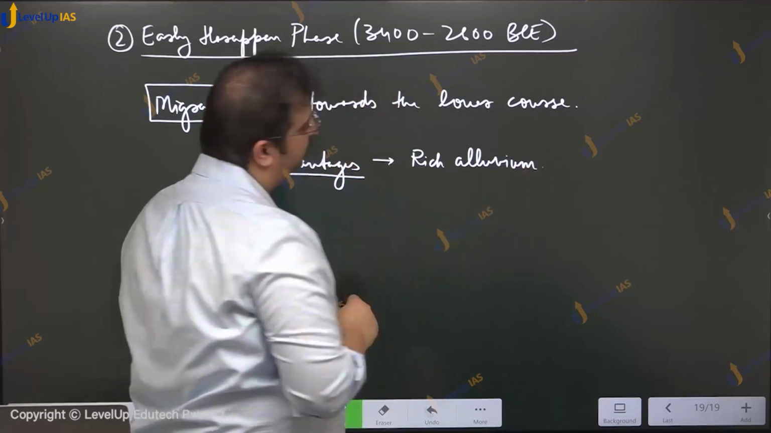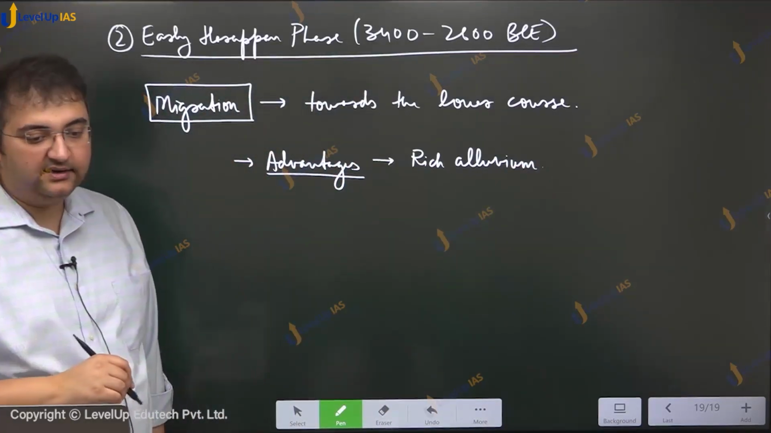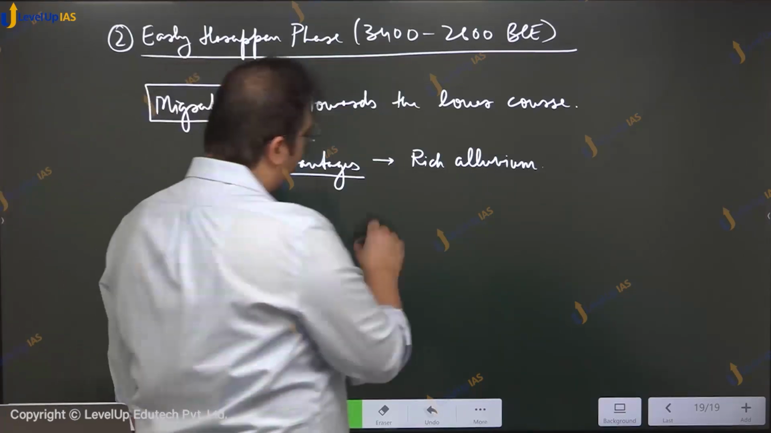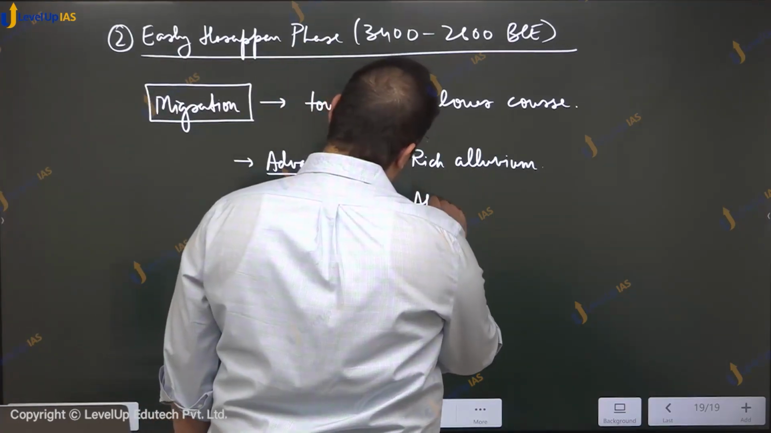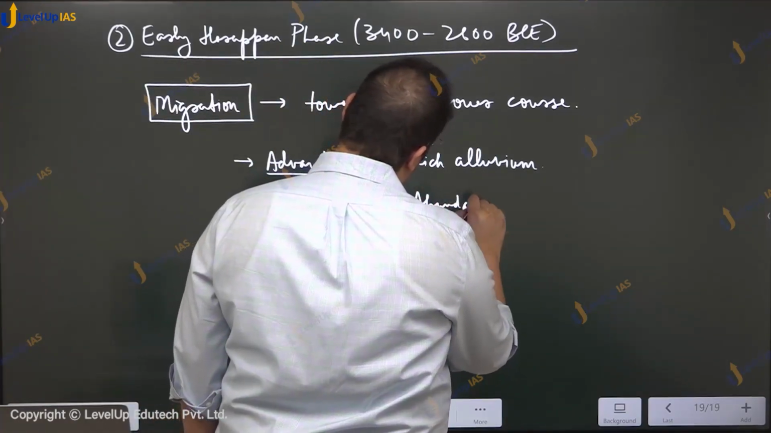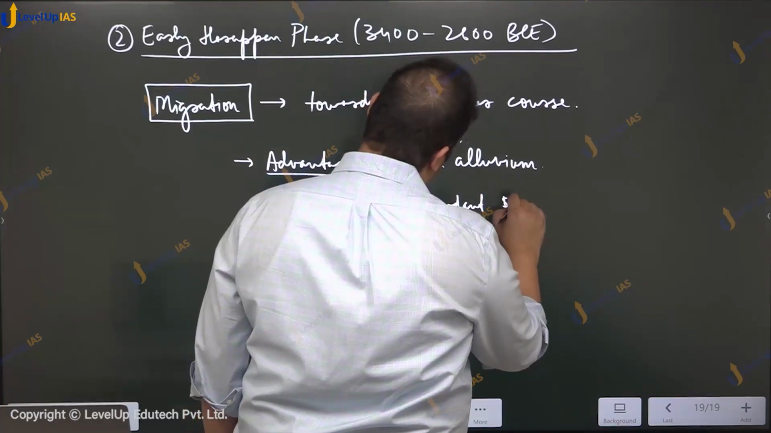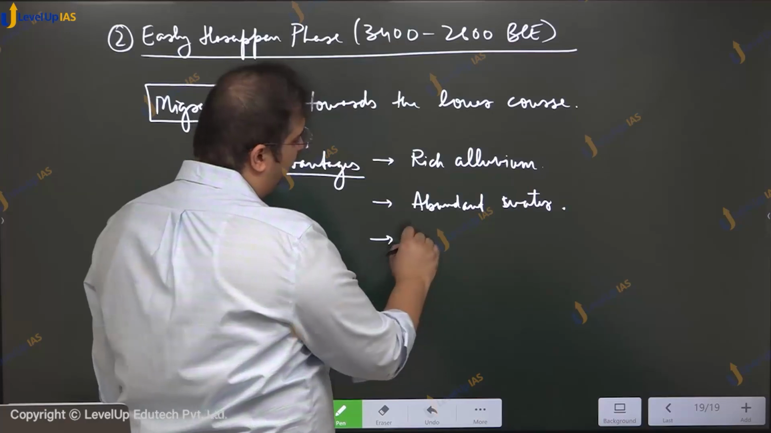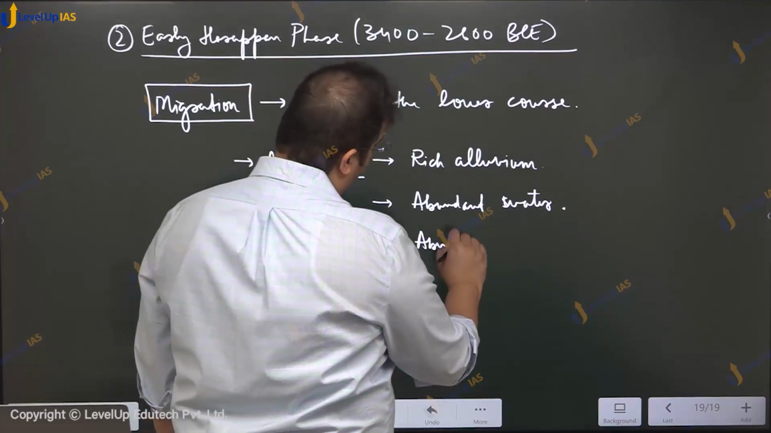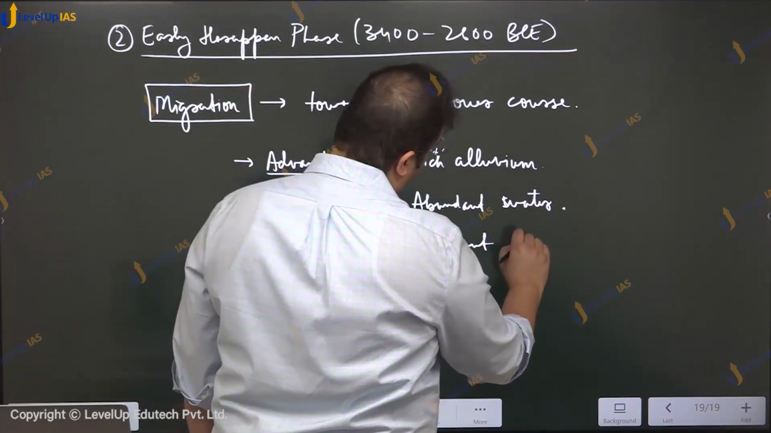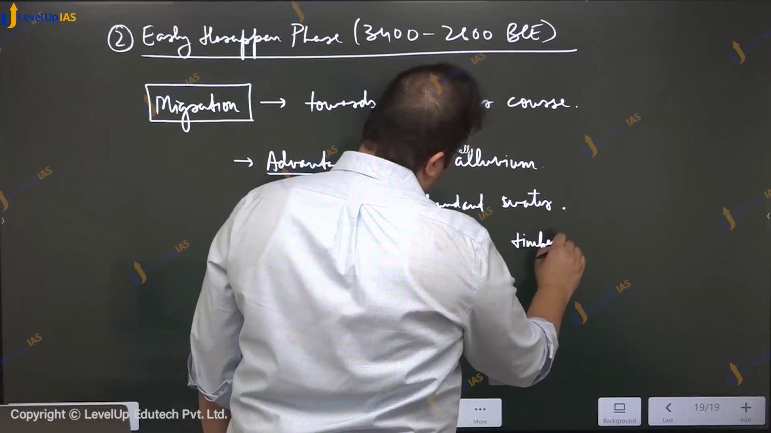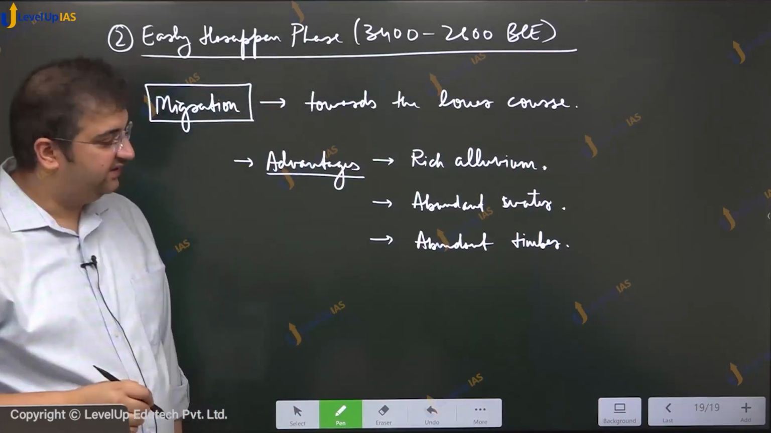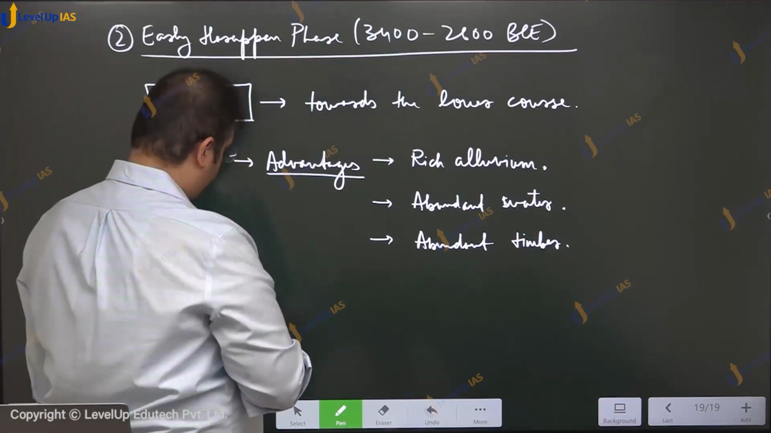Rich alluvium was deposited by the Indus, Saraswati and their tributaries, making the soil extremely fertile. There was abundant supply of water. There was abundant availability of timber, which could be used for construction purposes, right?